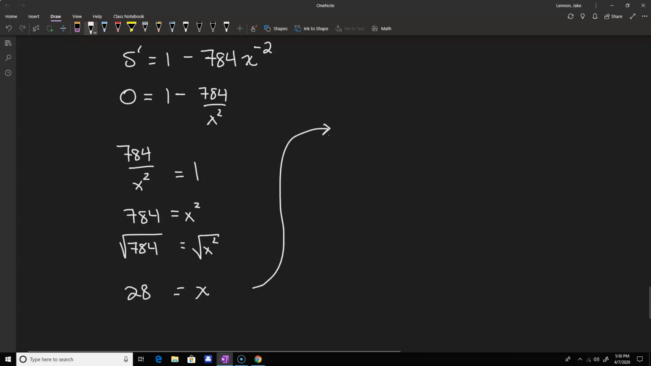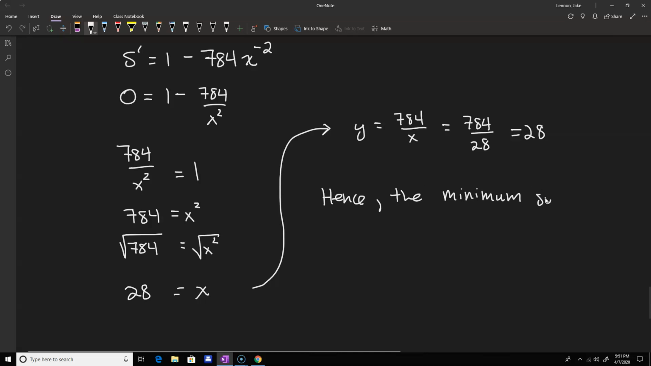So then we want to plug that back in, so we know y is 784 divided by x, which we now know is 28. So this is 784 over 28, which also comes out to 28. So both numbers, x and y, are 28. So we can say hence the minimum sum is 28 plus 28, which is 56. So that's how you would solve that word problem.